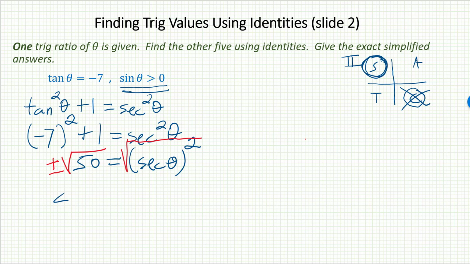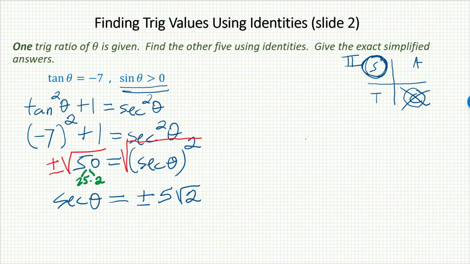I think I'm going to flip this around the other direction too while I'm at it. What I end up with here is secant theta equals plus or minus the square root of 50. Let's see, 25 goes into 50, so I can bring out the square root of 25 as a 5, and I end up with plus or minus 5 square root of 2, since 25 times 2 made 50.